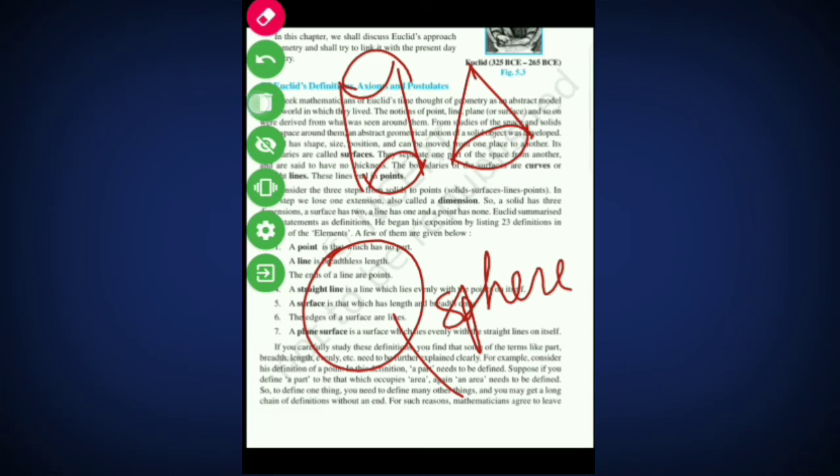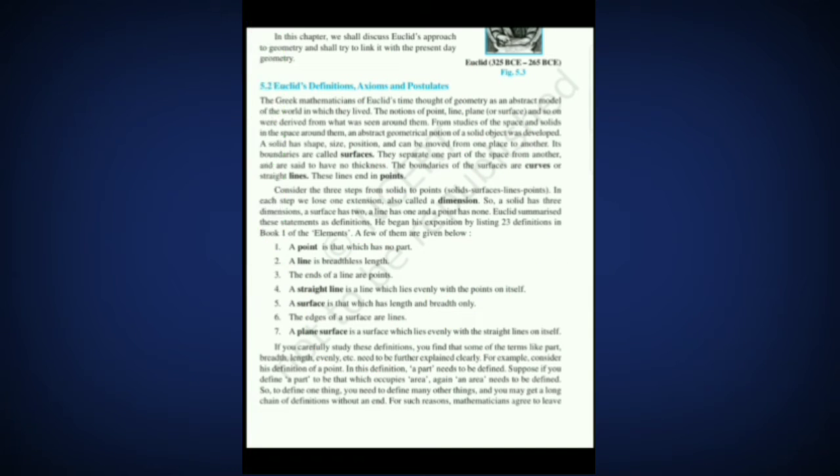Okay, students. Now, what is written here, we will study. They separate one part of the space from another and are said to have no thickness. The boundaries of the surface are curves or straight lines, and these lines end in points. Look here. These are the points. They are joined by the lines. That is written here also: the boundaries of the surface are curves or straight lines.